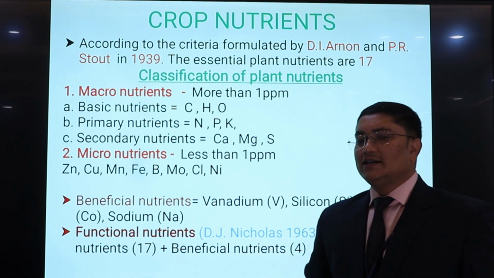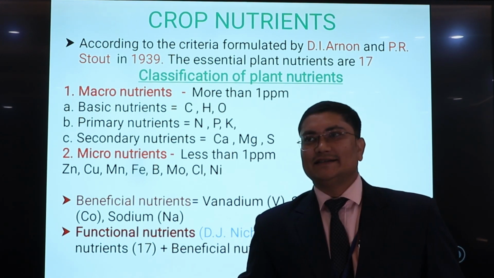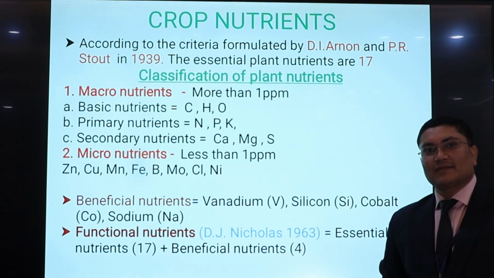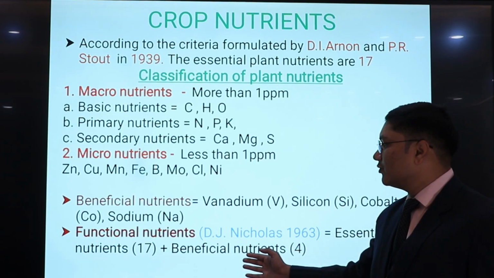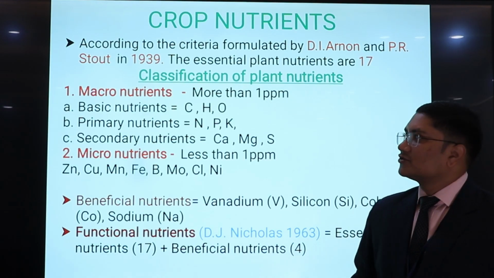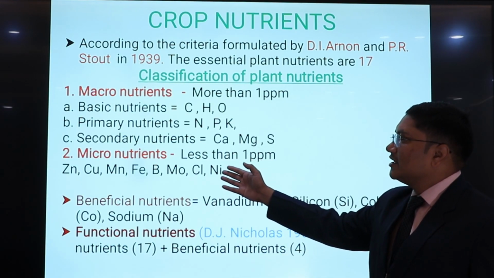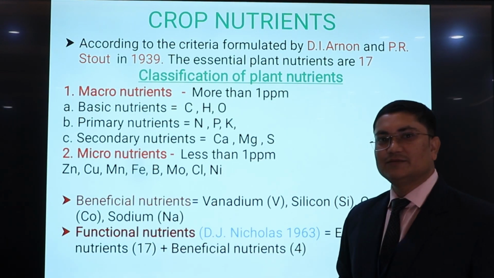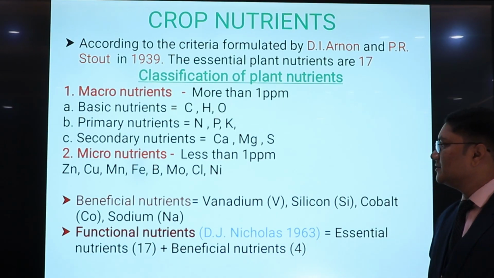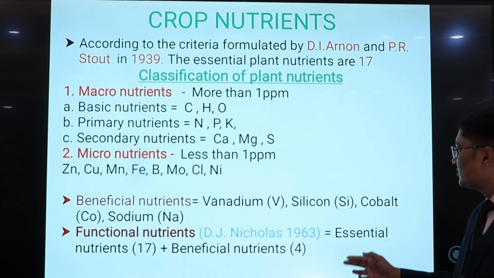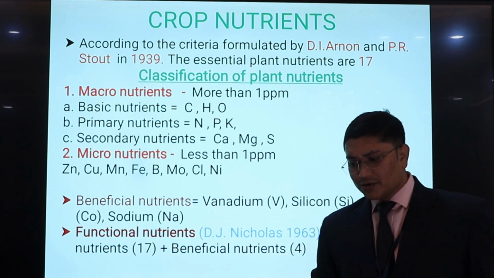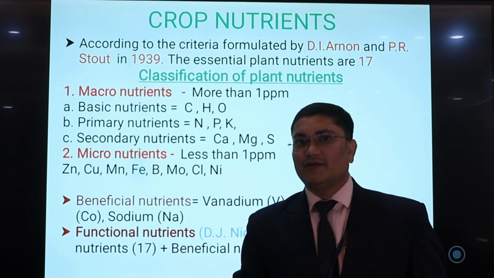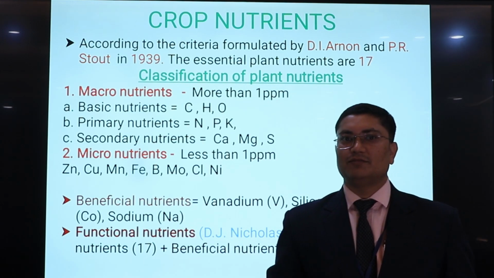Later, on top of the 17 discovered elements, in 1963 the term functional nutrients was defined. Nicholas added 4 more beneficial nutrients. So our already defined 17 essential elements, and then 4 more beneficial nutrients were introduced in 1963. These are vanadium, silicon, cobalt and sodium. After the criteria of essentiality, D.J. Nicholas checked and found that the 17 are very important to development and growth.